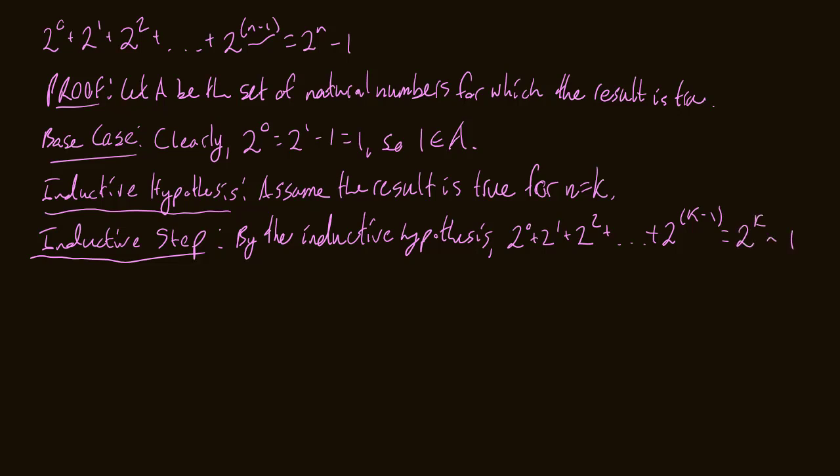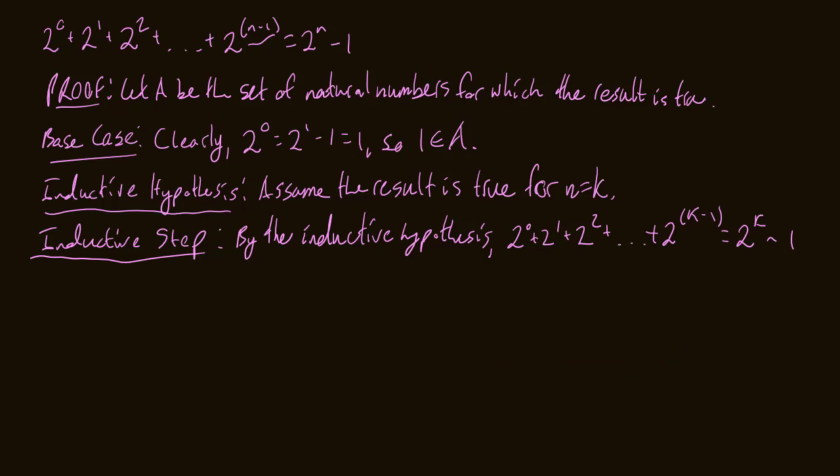Now, again, we want to show that the result holds for k plus 1, right? So what we're going to want to show is 2 to the 0 plus 2 to the first plus 2 squared plus ... plus 2 to the k minus 1 plus 2 to the k is equal to 2 to the k plus 1 minus 1. That's what we're trying to show. Just want to remind you.